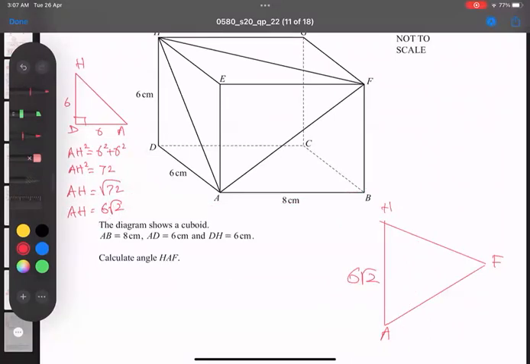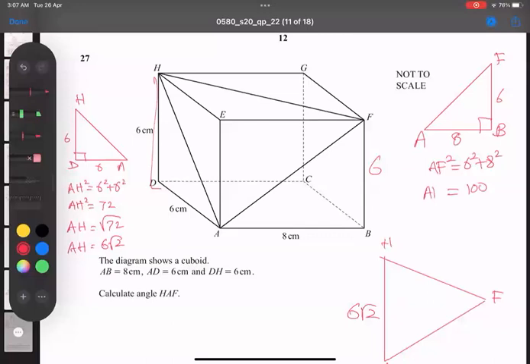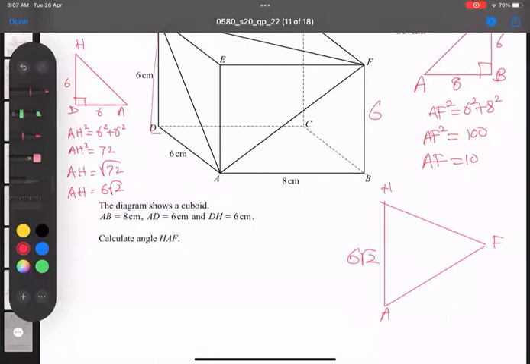Similarly, I'll go for the next one. You know, there's a cuboid, so there's a 6, there's a 6, and there's also 6. This is a right angle triangle from here, and I extract another triangle from here. This is F on the top, B at the bottom, A here, and 6, sorry, this is 8, and this is 6. How to get AF square? Apply the Pythagoras theorem once again. I'm getting 100, and taking the root of the whole gives you 10. So 36 plus 64, yeah, it gives you 10.